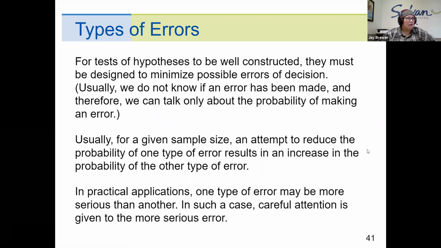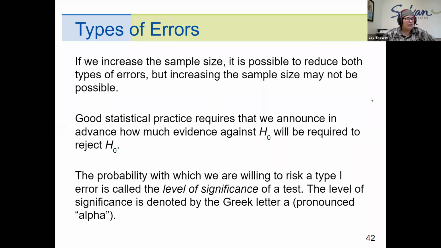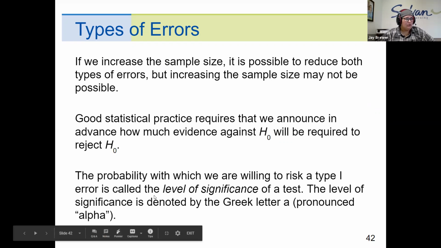All right. Types of errors, you guys can read about this on your own. Just pause it, take it down mentally, or if you want to write it out, you can write it out. I don't feel like you'll need to write any of this down for your note card. One thing you do want to take note of is where it says the probability with which we are willing to risk a type 1 error is called the level of significance of a test. The level of significance is denoted by the Greek letter alpha, and it doesn't really look like an A. It looks more like this.